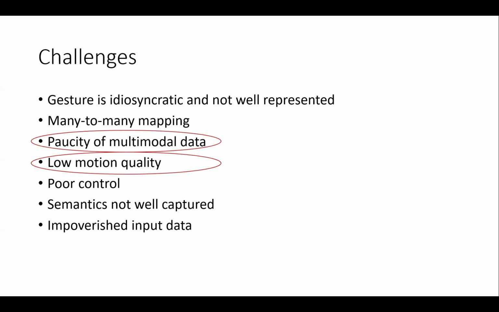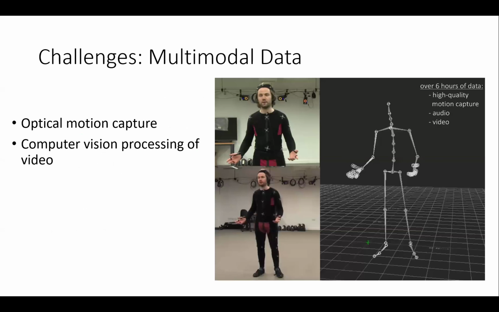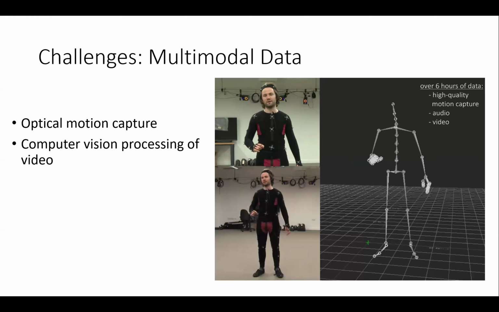Okay, so I'm going to look at 3 different approaches that we took to try to solve some of these problems. Some of this is older work, some of this is a bit more recent. The first is looking at the data issue and the motion quality issue. This is work that I did with Ylva Firstall and Rachel McDonnell. It's from 2019, so it's a bit of an older system. But the first thing that we were trying to do was build a better data set.